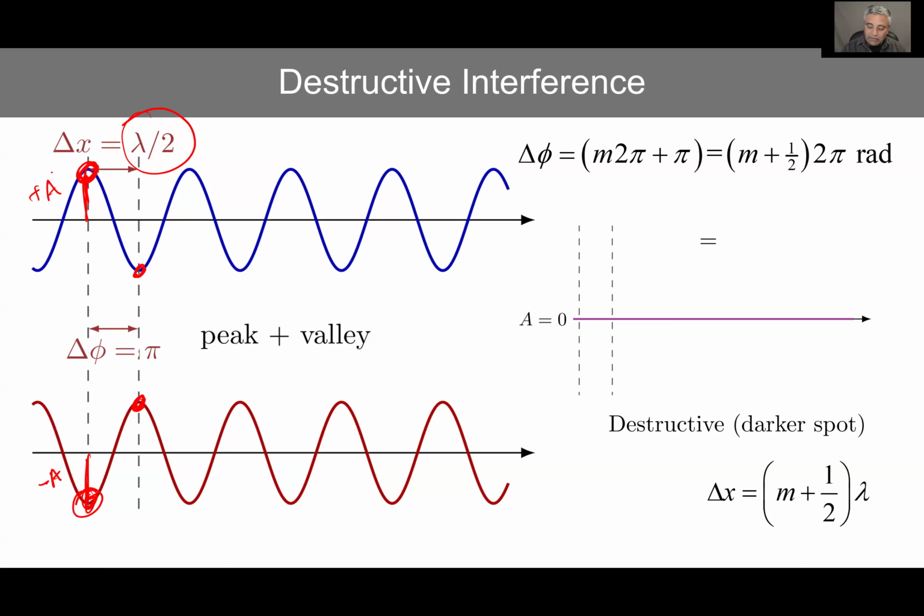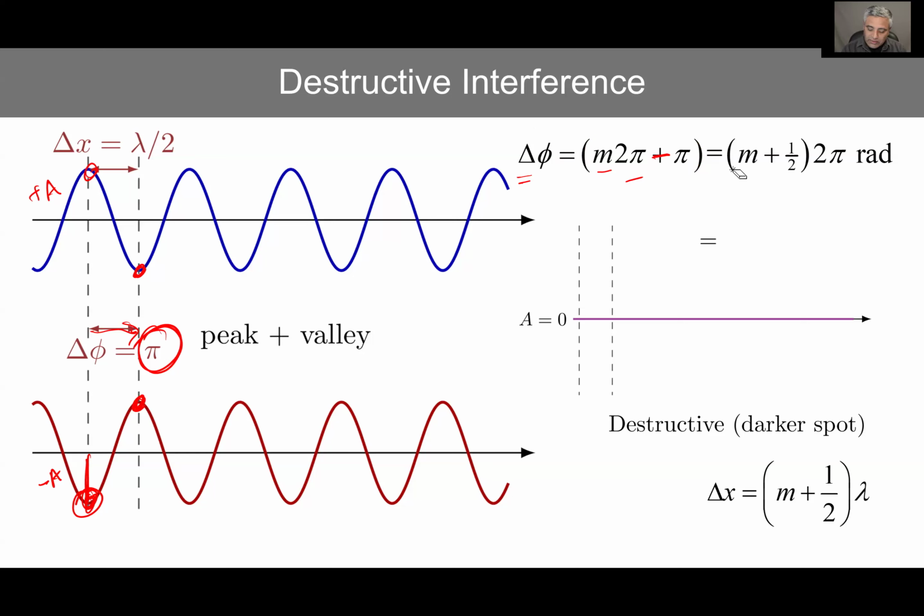So mathematically, how do we write that? We need to shift it by pi. We had this in the previous slide for constructive interference. We had delta phi is m times 2 pi. Now, what we have to do is, see, we are shifting it by pi. So that means we need to add that pi in this equation on this side. So that has to be the phase difference.